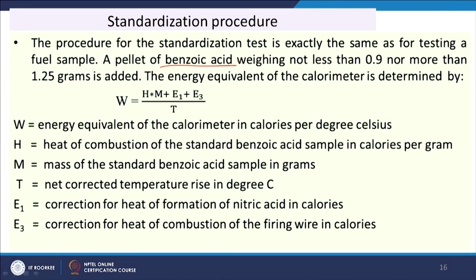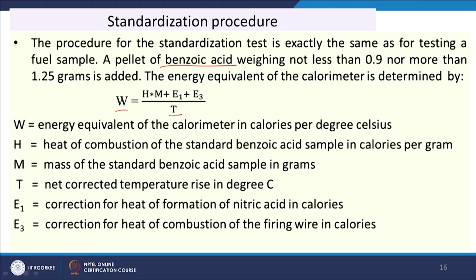So, the same process is followed, but in this case we use a known sample, the heating value of the sample is known to us. One such example is benzoic acid. Benzoic acid does not have any sulfur, so the C2 component will be 0. So, E2 will also be 0. In that case we will get W into T equal to H into M plus E1 plus E3, since E2 is 0.